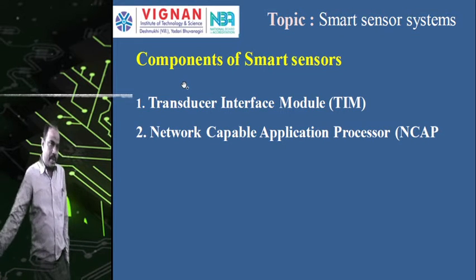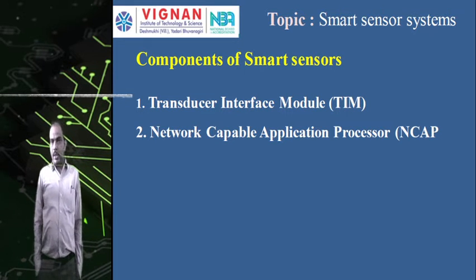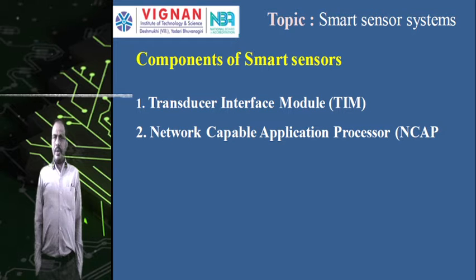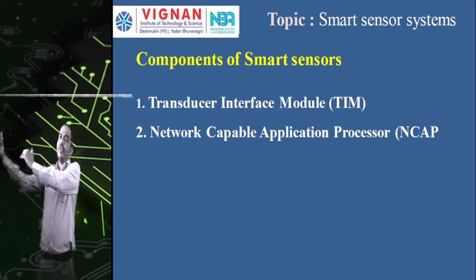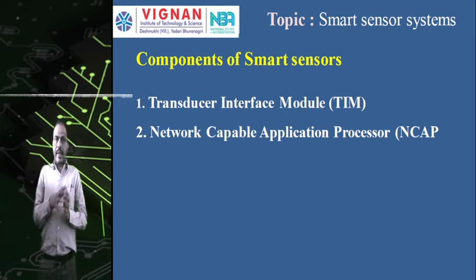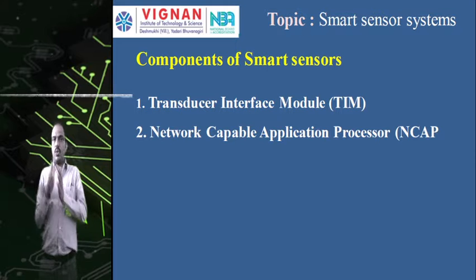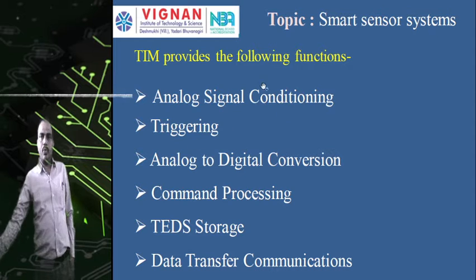Generally, these smart sensors consist of mainly two components. Those are the transducer interface module, simply called TIM. What is the meaning of transducer interface module? It provides the transducer output to interface with some other module. And next, the NCAP, which is nothing but the network capable application processor. Okay, there are two components. Again, these components have some internal parts. We will see, then we will go to the diagram.